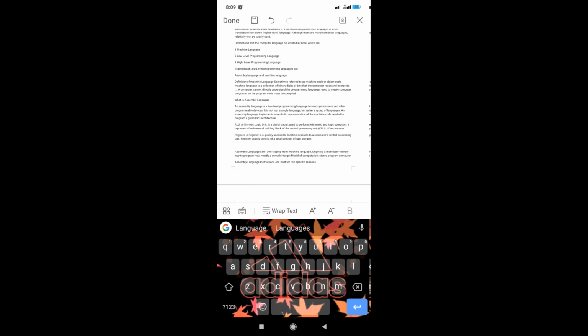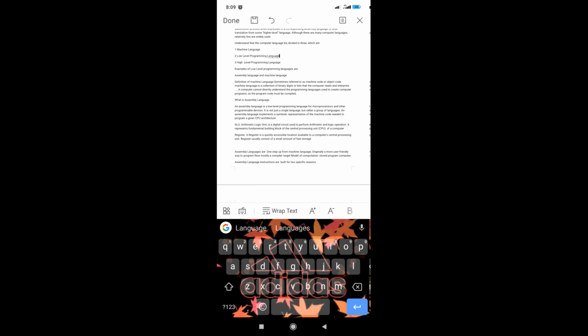They are referred to as machine code or object code. Machine language is a collection of binary digits or bits that the computer reads and interprets. These are actually made up of ones and zeros. Machine language is referred to as machine code or object code, a collection of binary digits or bits that the computer reads and interprets. That is the definition of machine language.